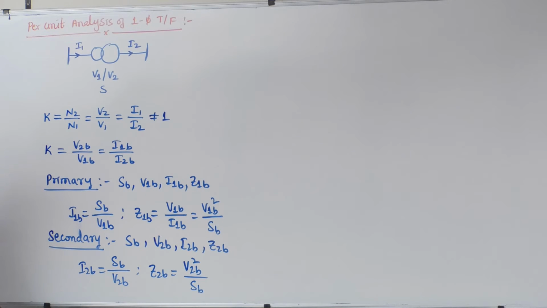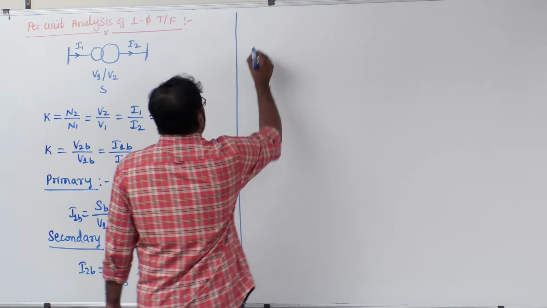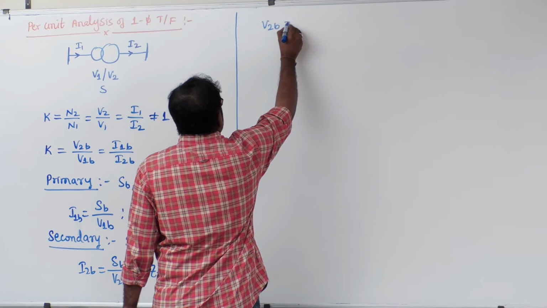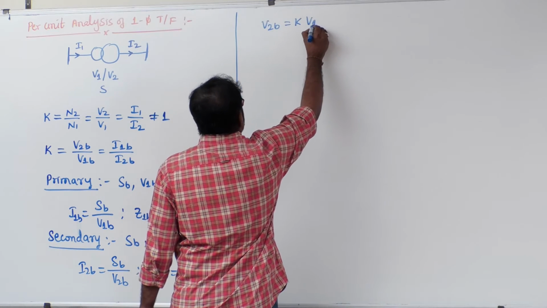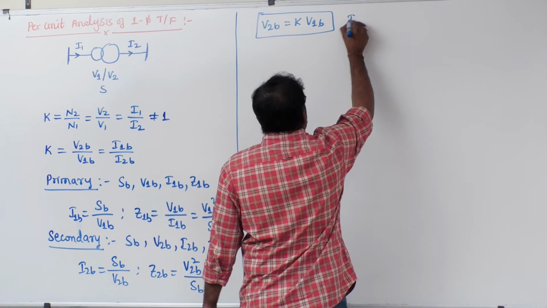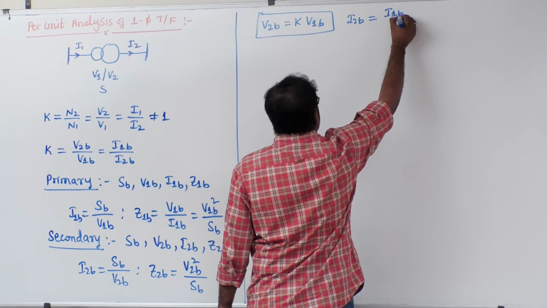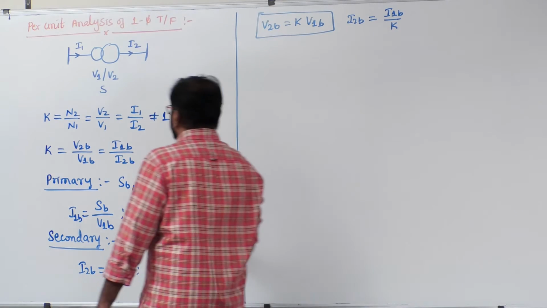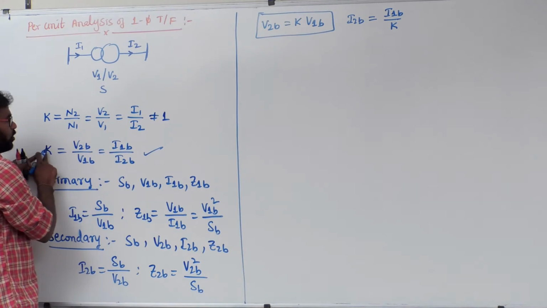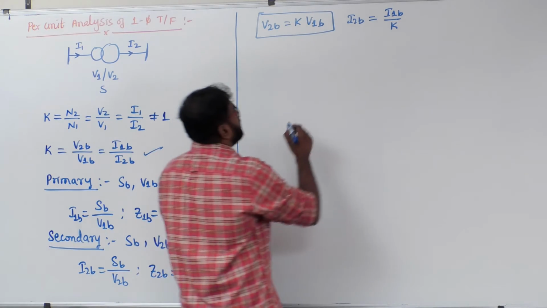But tell me, what is the relation between Z1 base and Z2 base, I2 base and I1 base, and V1 base and V2 base? Simple relation. We know that V2 base equals K times the V1 base. This is always valid. Similarly, I2 base equals I1 base by K.